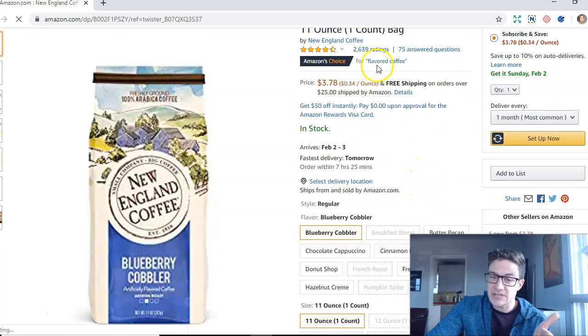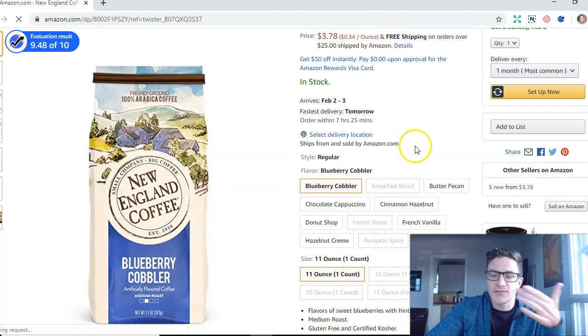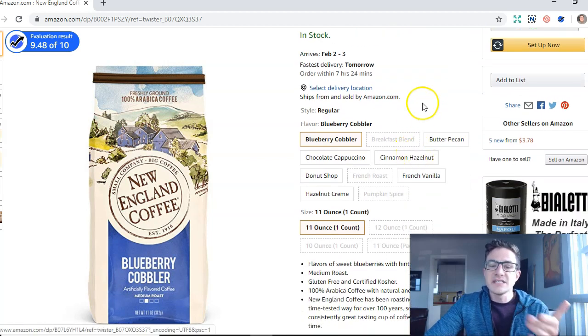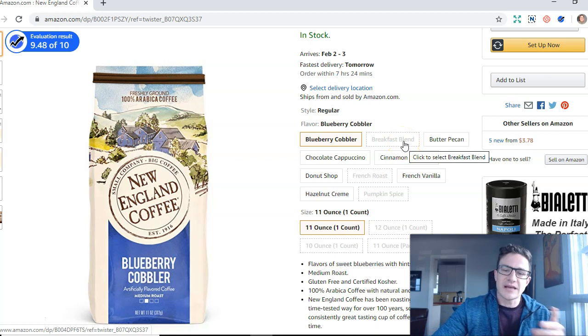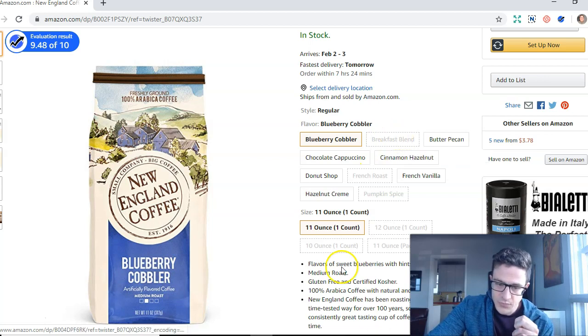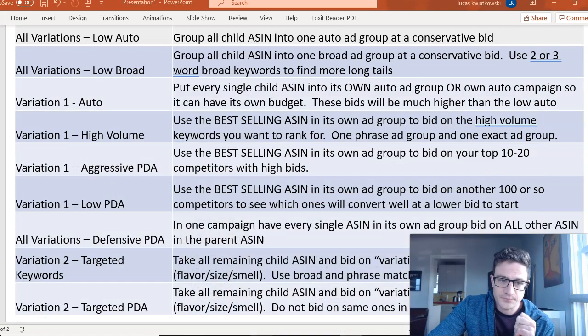So, okay, it has Amazon stories for flavored coffee because it's flavored, but this is where it starts to get tricky. You don't want to do the breakfast blend for flavored because it's not necessarily flavored. It's your best seller that you want to push the high volume keywords for. So let me step back to this. This is where variation 1, I'm calling variation 1 your best seller.